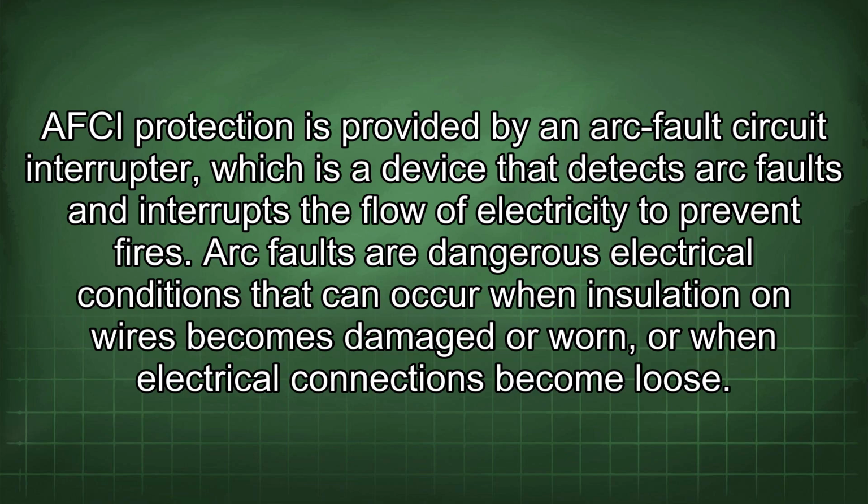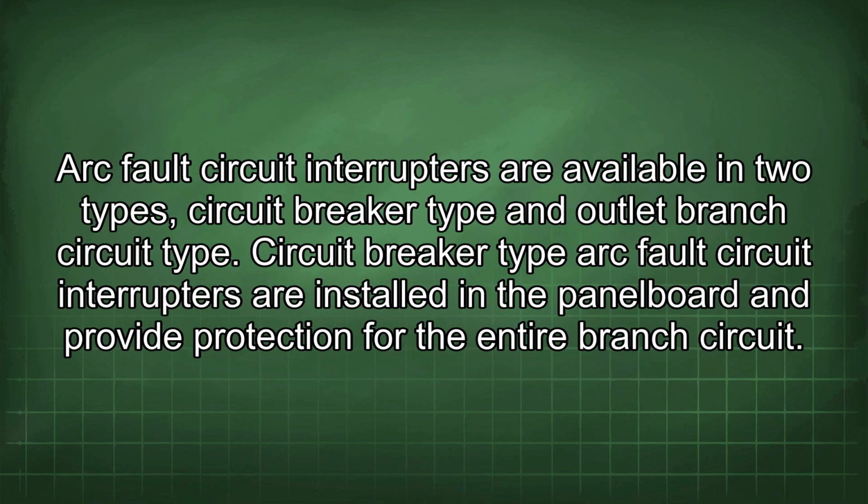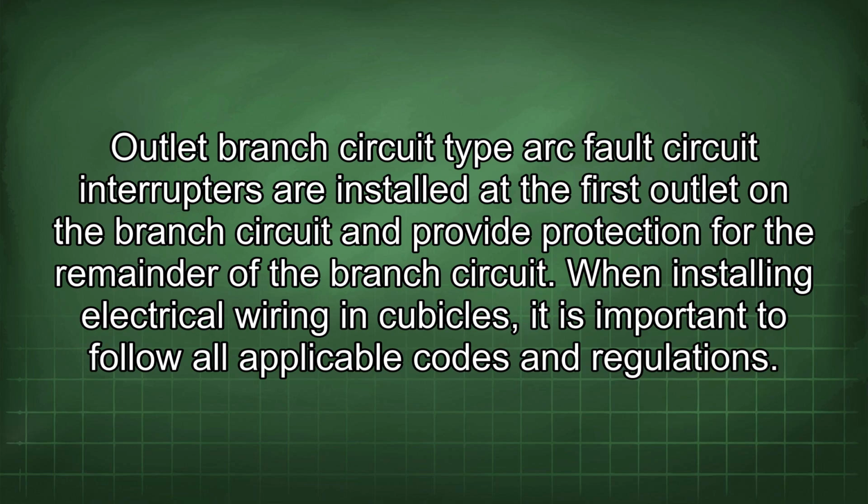Arc faults are dangerous electrical conditions that can occur when insulation on wires becomes damaged or worn, or when electrical connections become loose. Arc fault circuit interrupters are available in two types: circuit breaker type and outlet branch circuit type. Circuit breaker type arc fault circuit interrupters are installed in the panel board and provide protection for the entire branch circuit. Outlet branch circuit type arc fault circuit interrupters are installed at the first outlet on the branch circuit and provide protection for the remainder of the branch circuit.